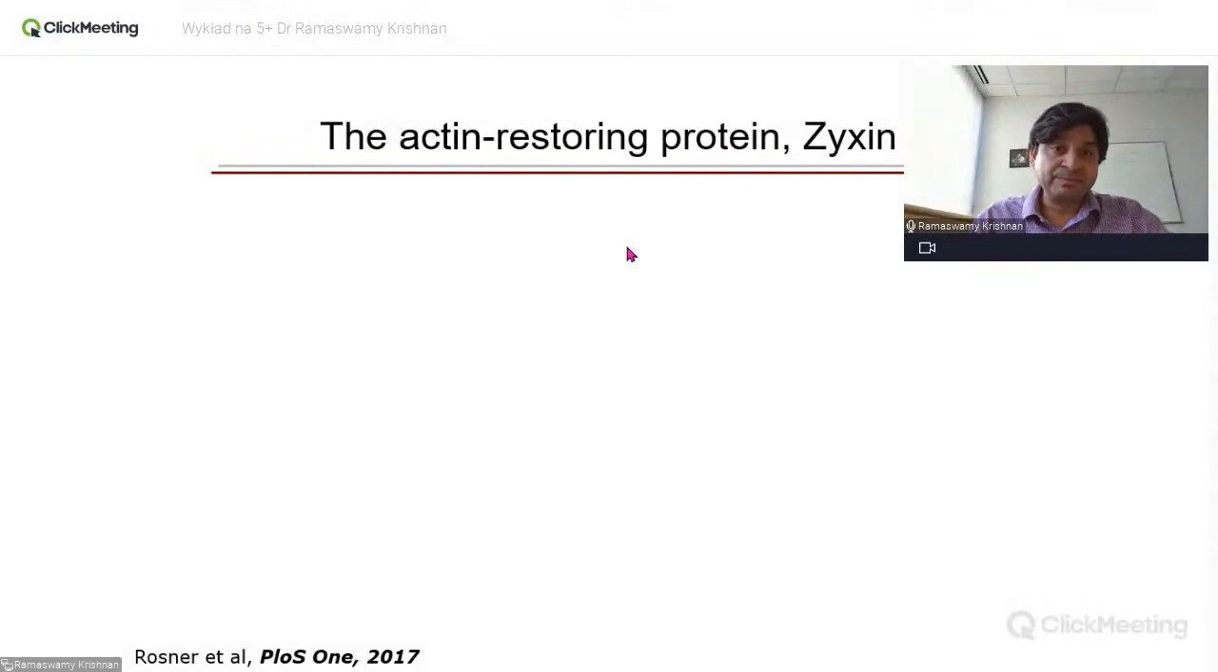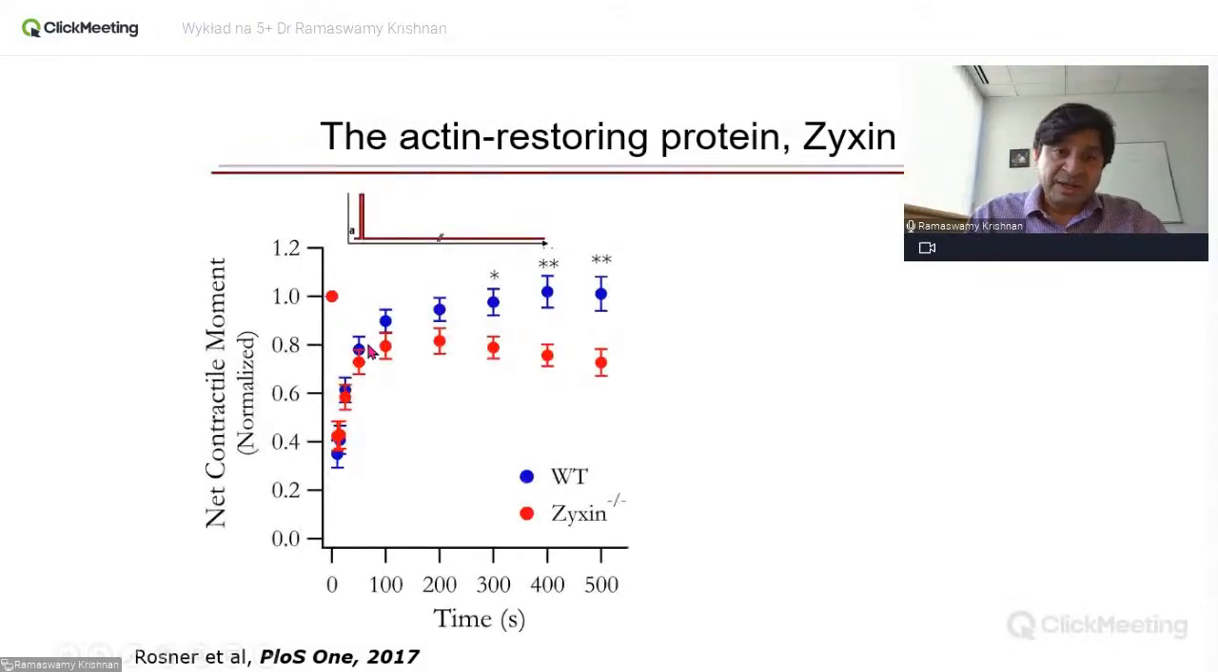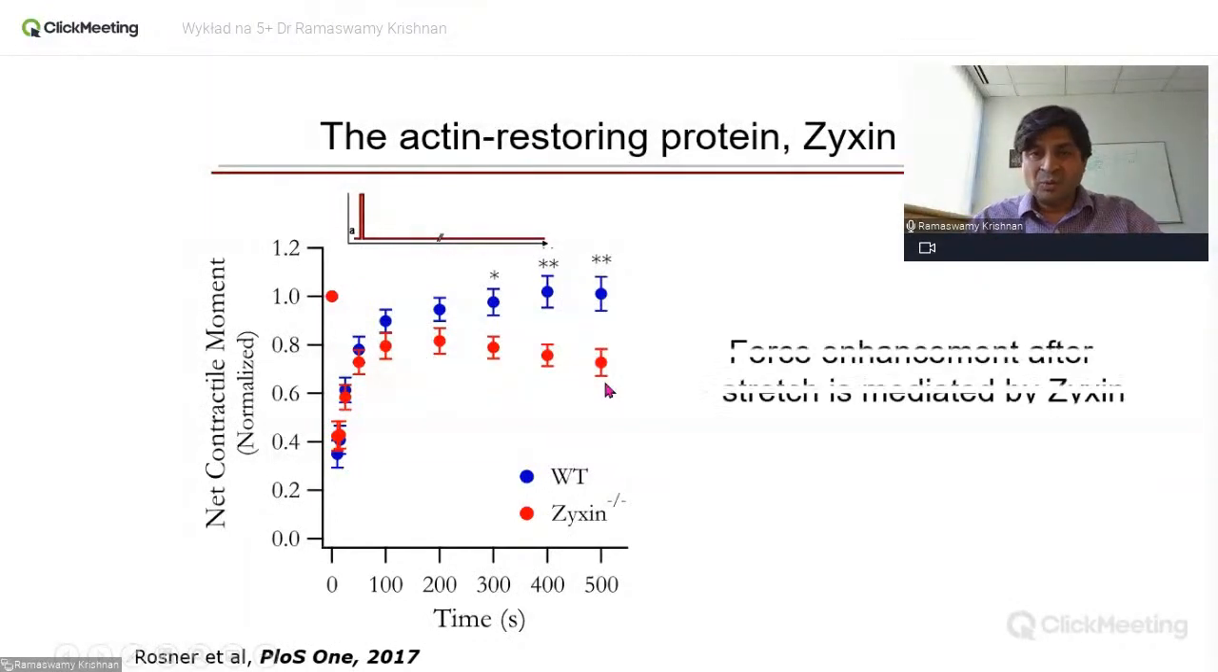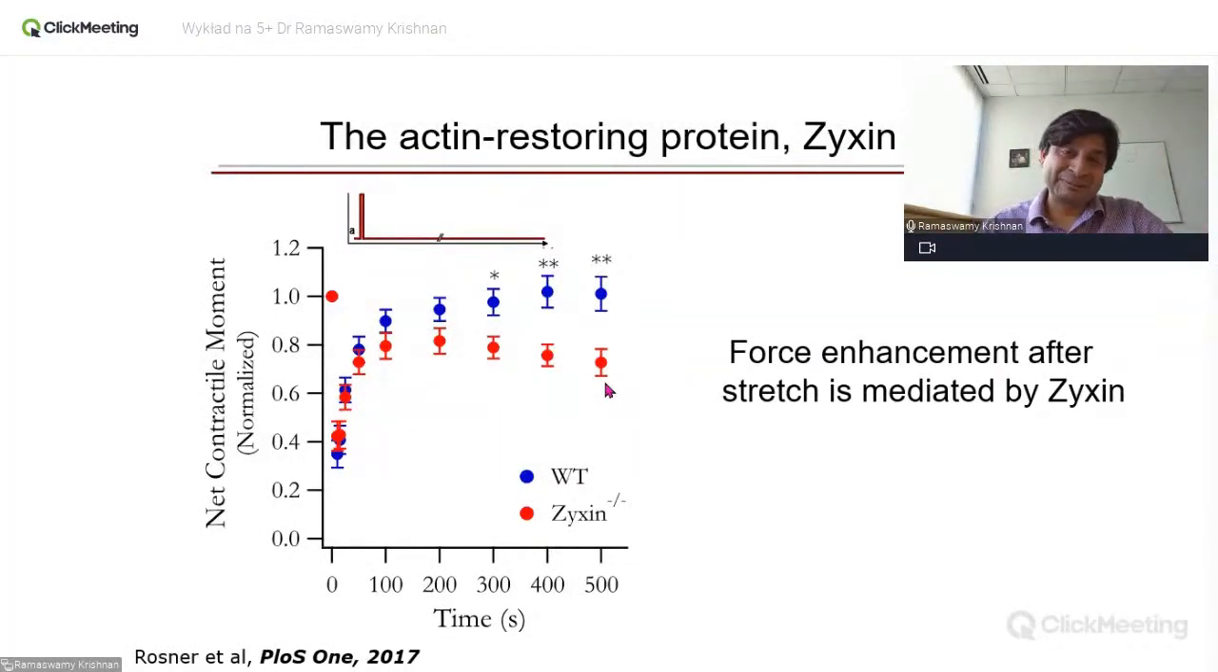We focused on zyxin. Similar experiment and similar plot. Contractile force as a function of time. Wild-type cells in blue and the zyxin knockout cells in red. Now what we observed is compared to wild-type in blue, the zyxin knockout cells relax to a similar extent. However, they recover substantially less, which is to say that the force enhancement after stretch is mediated by zyxin.